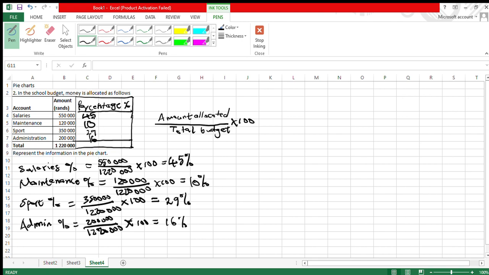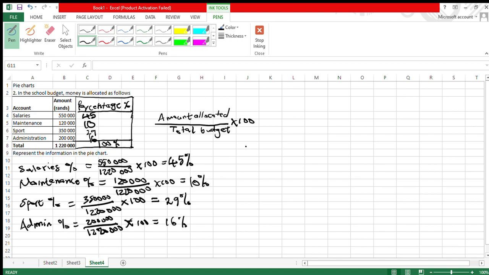Now let's check if all the accounts add up to 100%, because our total must give us 100%. That's why I've been dividing with the 1.2 million total budget. So 45 plus 10 is 55. 55 plus 29 is 84... 86. 86 plus 16 gives us 100% total. So I think our calculation is quite balanced.